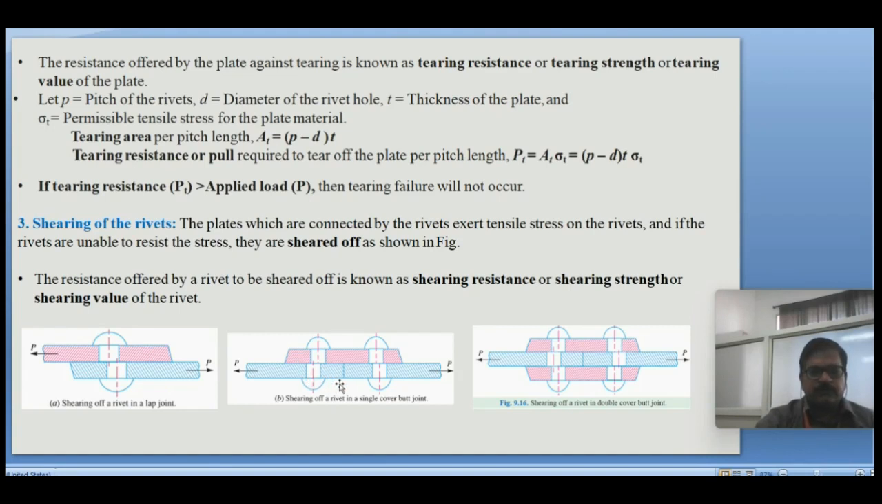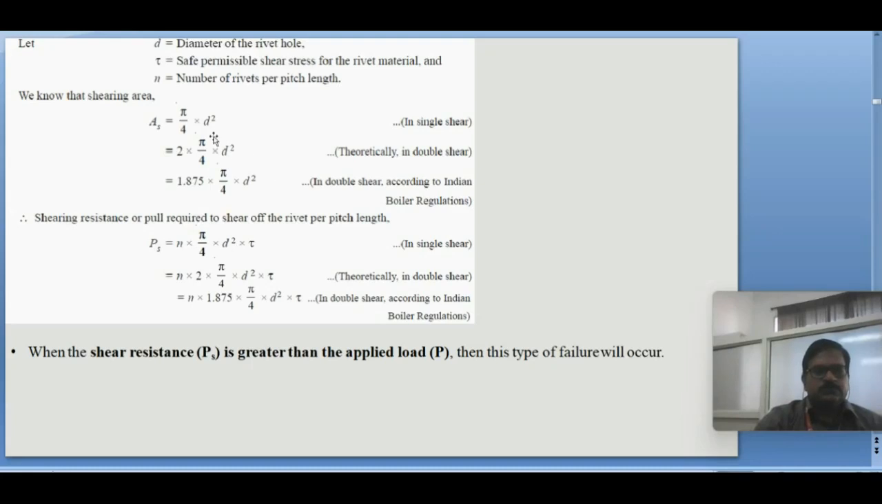So when we have a lap joint, this is a single shear. When you have a butt joint with single cover plate, again you will have a single shear. And when you have double cover plates, then there are two places where the shearing takes place. This is called double shear of a single rivet. So now the shearing area for single shear is π/4 d square. In the double shear, it is 2 into π/4 d square.